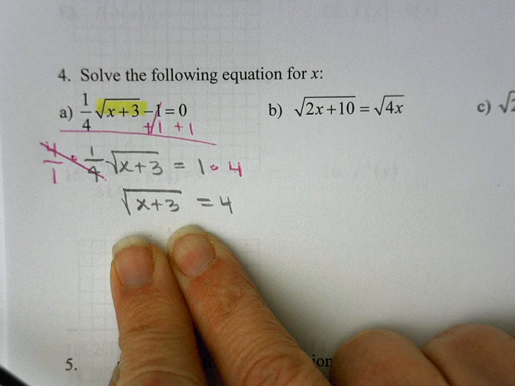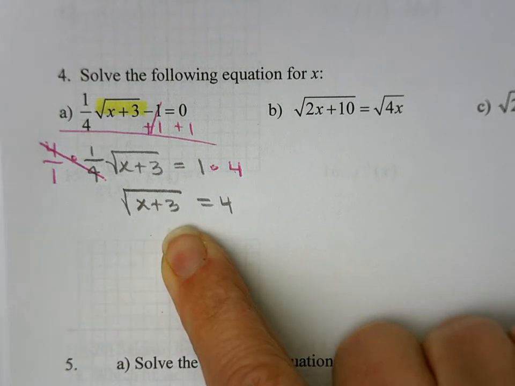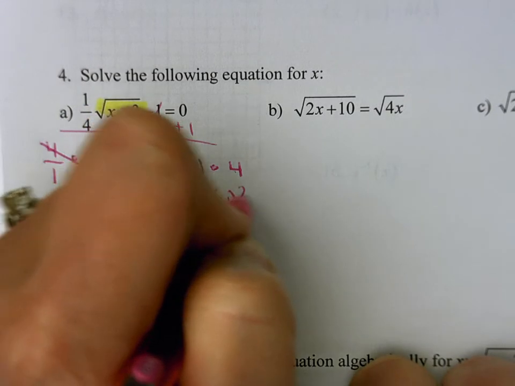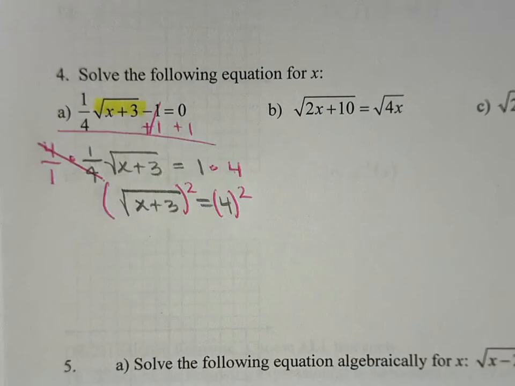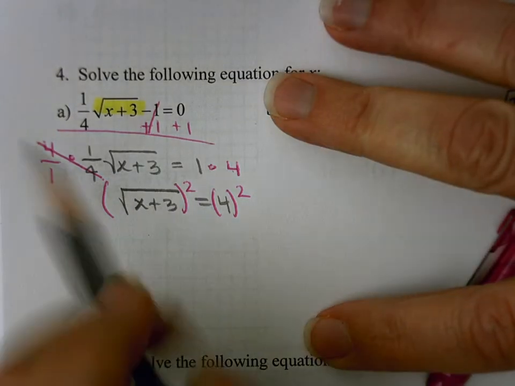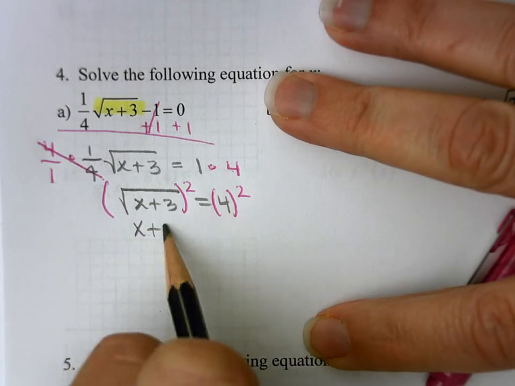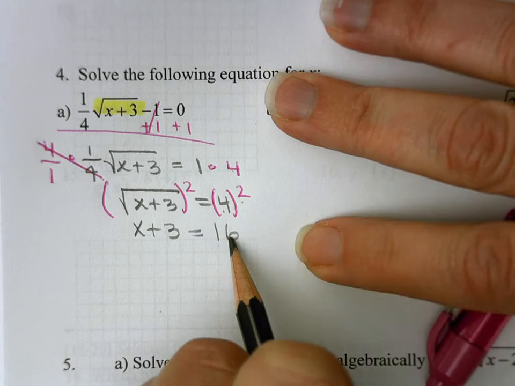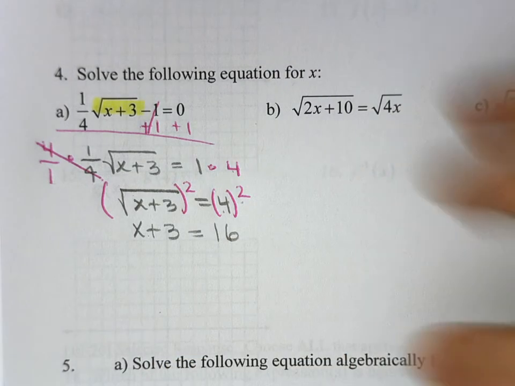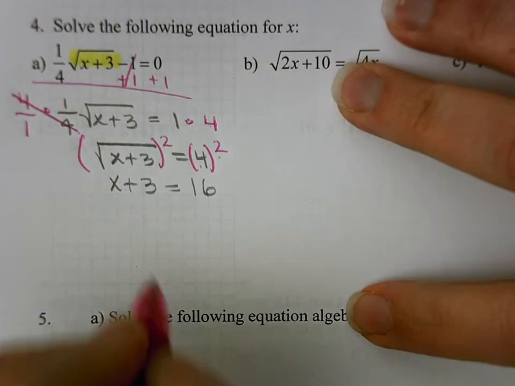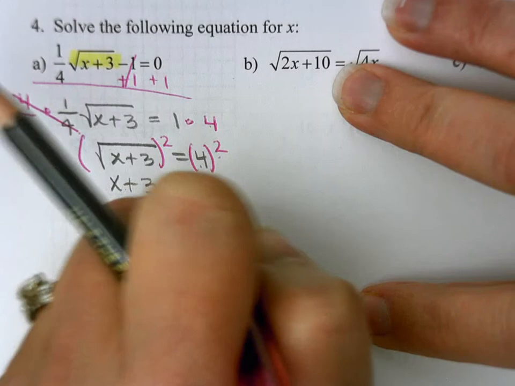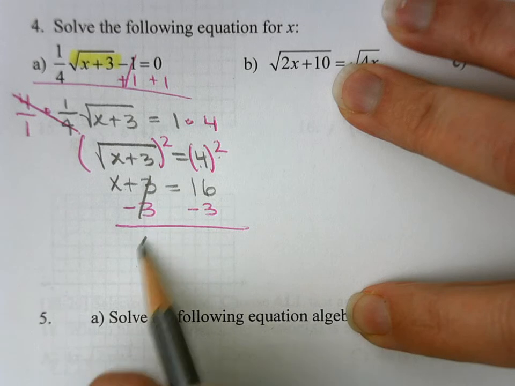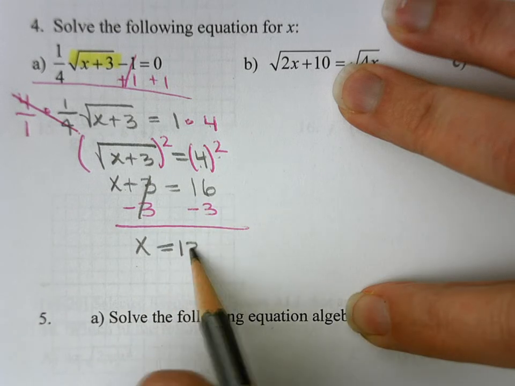So now that the square root is isolated, now I want to get rid of the square root. So I'm going to square both sides. And the square and the root cancel, leaving just the term. And then 4 squared is 16 because 4 times 4 is 16. And then my last step is to isolate the variable. So to get x by itself, I want to subtract 3 from both sides. And 3 minus 3 is 0. And 16 minus 3 is 13.